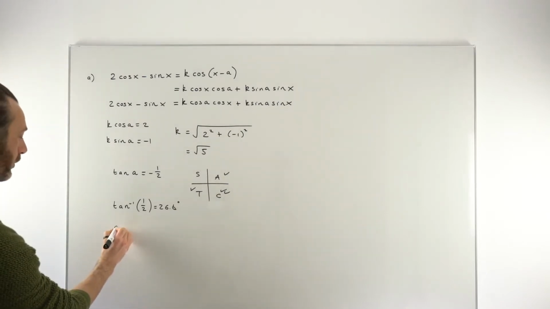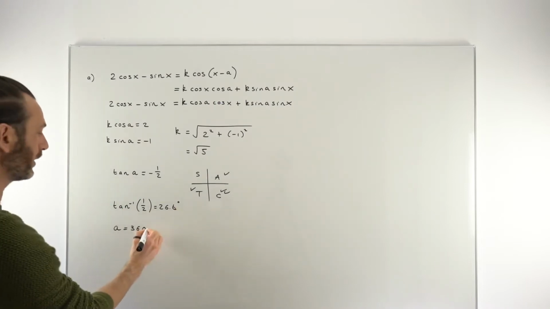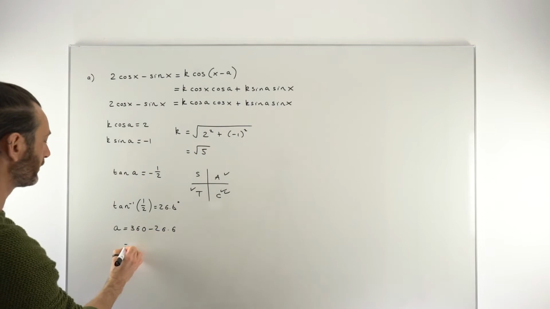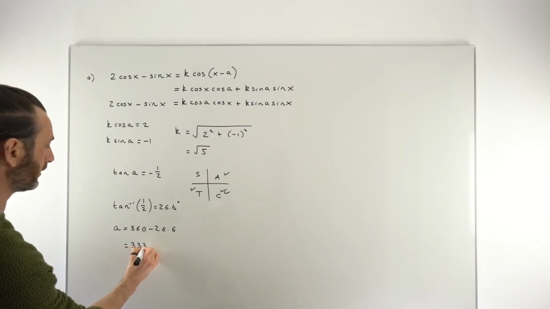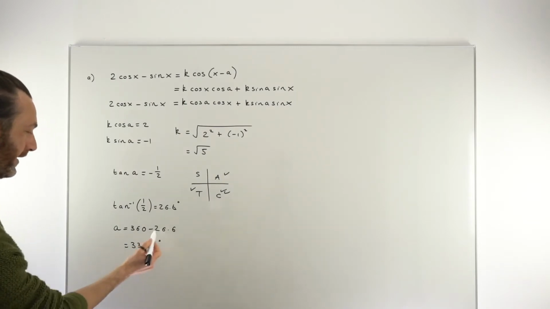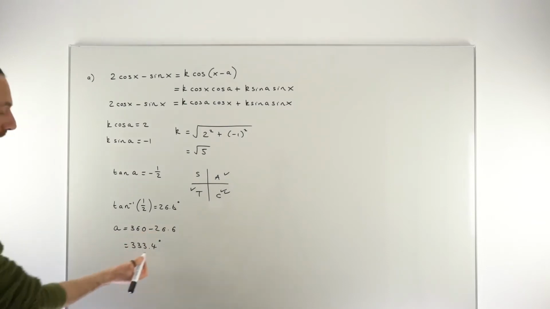So the A value that we're looking for is 360, we're working in degrees in this question, minus 26.6. So that's going to be 333.4 if my calculation there is correct. Let me just check that real quick. So that would be 359.99, yeah, I think that's right. So our A value is that.